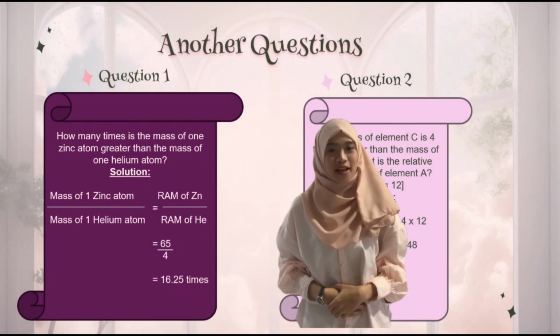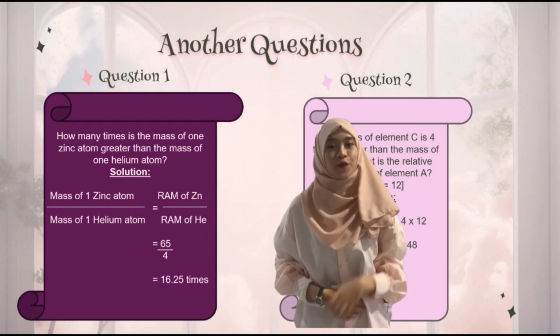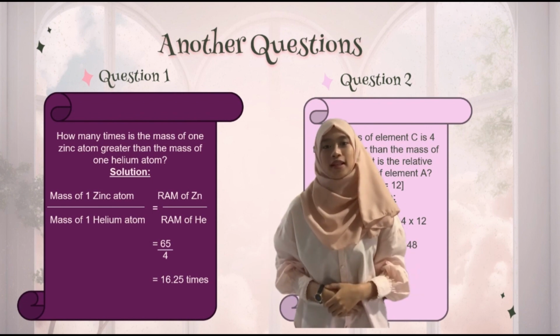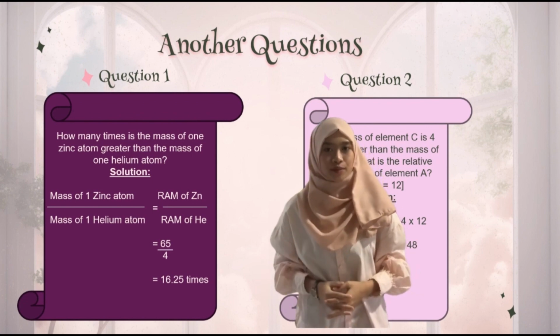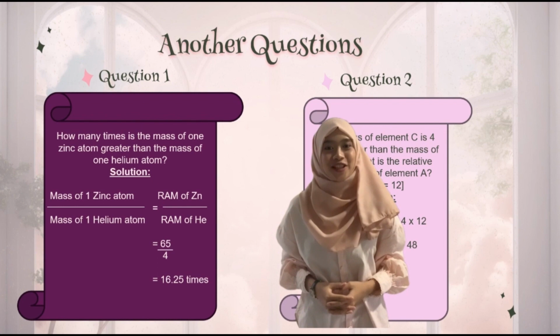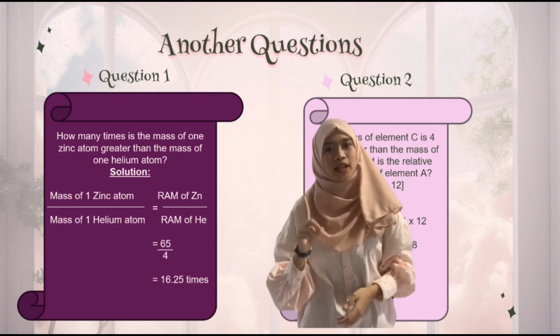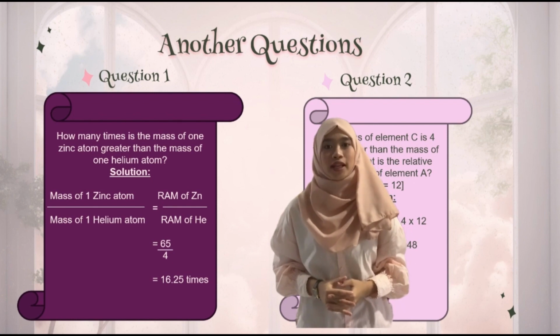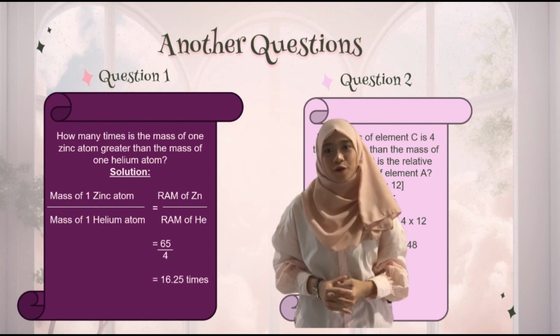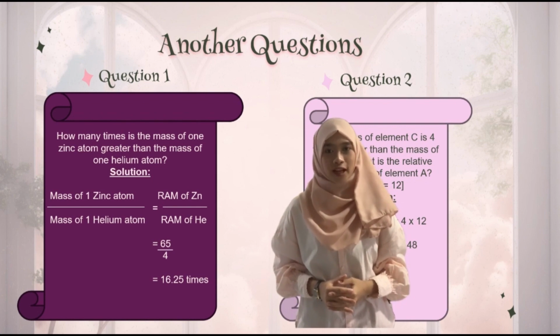As you can see, how many times is the mass of one zinc atom greater than the mass of one helium atom? So the solution is the mass of one zinc atom divided by the mass of one helium atom equals the relative atomic mass RAM of zinc divided by the relative atomic mass RAM of helium, which is 65/4. The final answer will be 16.25 times.